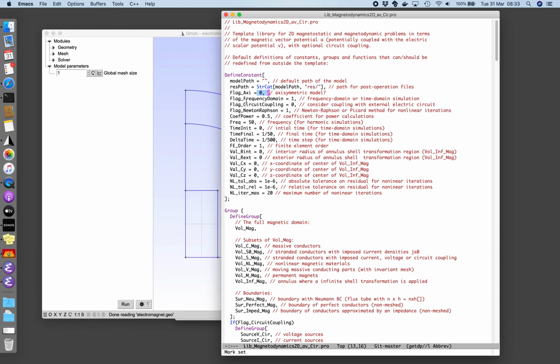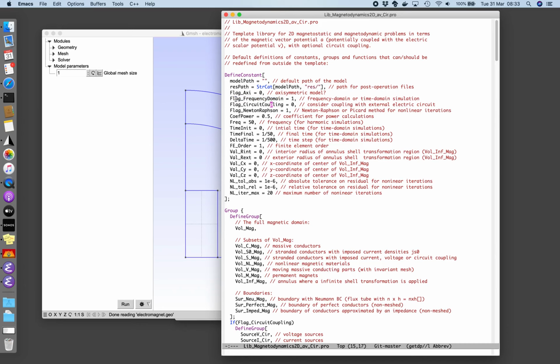And you see here that we have some flags. So a flag for axis symmetry. Let's leave it at 0, which means that we look at a 2D problem. If we put it to 1, we're going to look at a problem that is axis symmetric. We can, and this is important, change if we work in the frequency domain or in the time domain. We'll cover this in a few minutes.